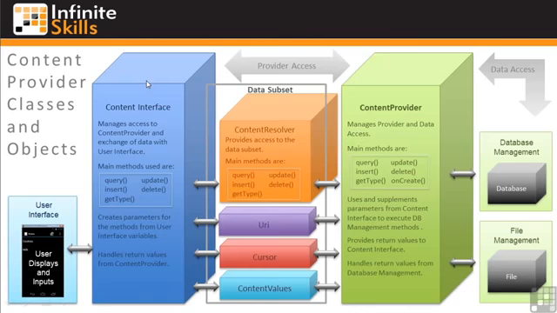This graphic explores more detail about our three groups: content interface, data subset, and content provider. As we discussed in a previous lesson, the chain of events starts in the user interface, which is displaying information and collecting input from the user. The content interface exchanges data with the user interface. It then uses the 5 key methods: query, update, insert, delete, and getType to interface with the data subset, which in turn feeds the content provider, which in turn invokes database management to update and retrieve data on the database.